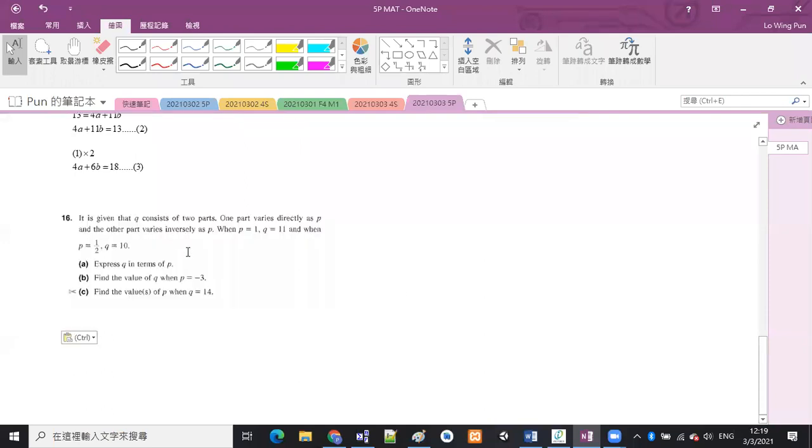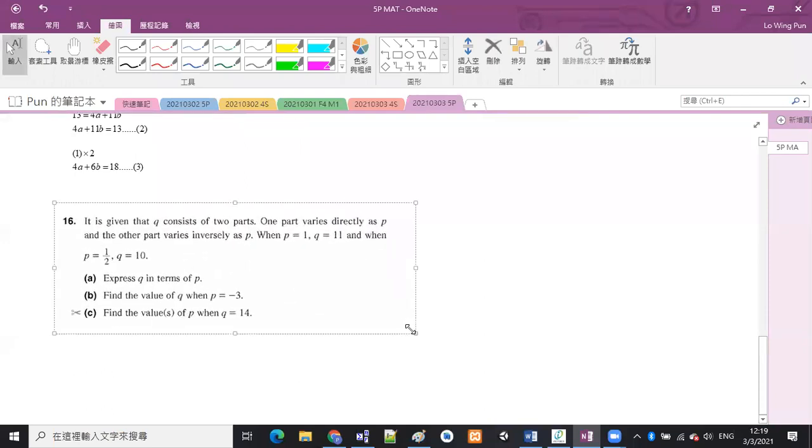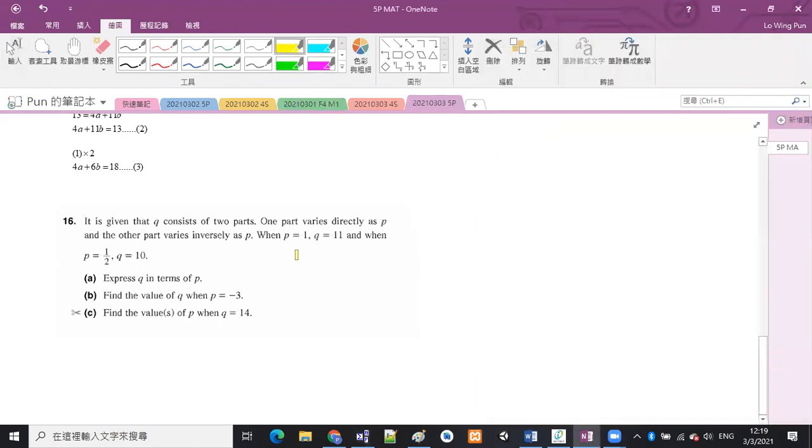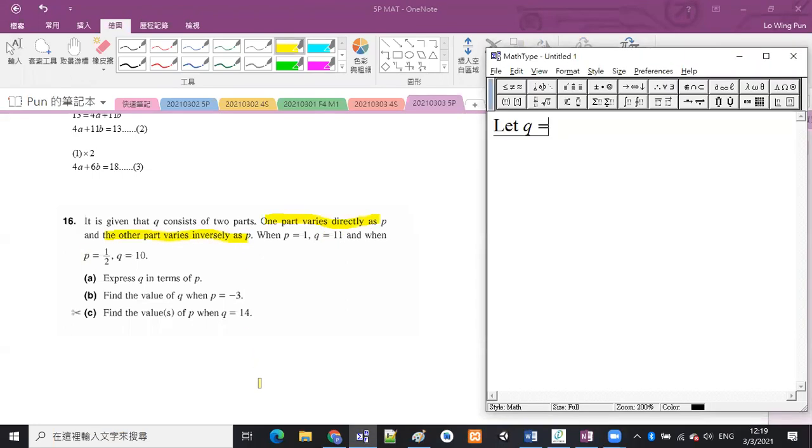Number 16. So it is given that Q consists of two parts. So we are going to let Q be two parts. One part varies directly as P, and the other part varies inversely as P. Okay, so we have inverse variation. The first part is direct, so A times P, plus the second part is inverse, so we have B over P. Okay, and then where A and B are not equal to 0.